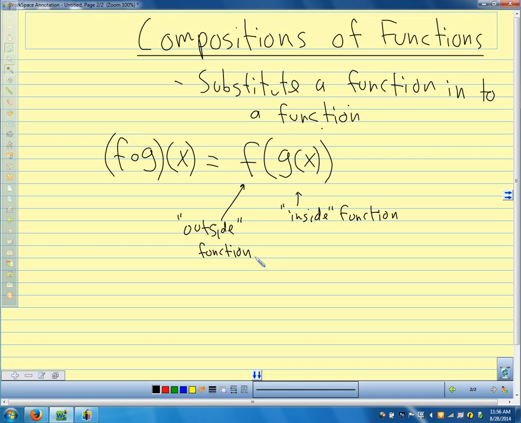And if we write it in the other order, we could say g of f of x, and that's going to be g, where we're substituting f inside g. So now the inside function would be f, and the outside function would be g. So that's how we form a composition: substitute a function into a function.